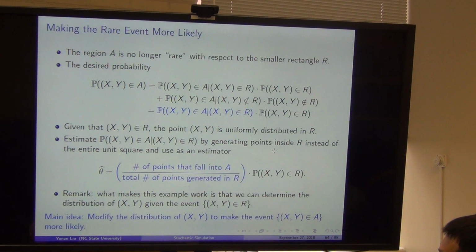So let me explain the general idea, the general framework. Now I'll return to this to make connections. What makes this example work is that we can determine the distribution of xy given that xy falls into R. Otherwise, this won't work. The main idea: we're going to modify the distribution of these random elements to make the event no longer rare, to intentionally make the event more likely. This is very similar to the previous example concerning the probability that L is greater than small l, but in a different way.